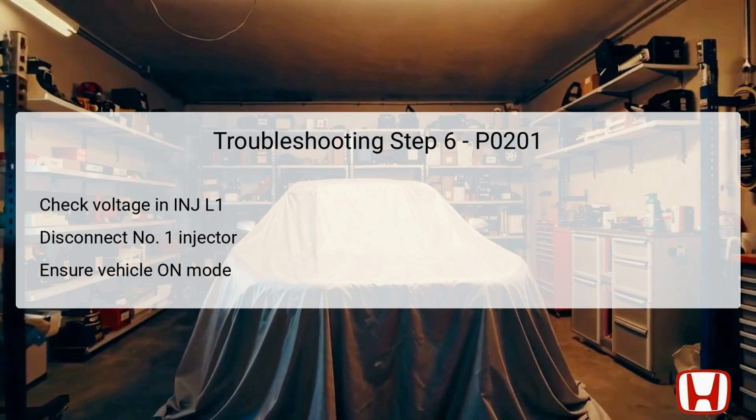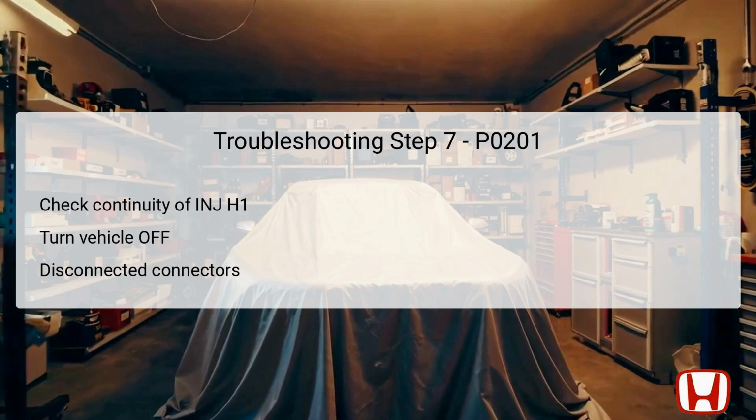This measure is also critical to identify any possible short to power that could impact the injector's function, potentially causing erratic performance or failures. Should you find voltage present at these points, you need to take action by repairing the short to power found in the INJL1 wire. Conversely, if no voltage is detected, this indicates that the wiring is likely intact, allowing you to move on to the next step of troubleshooting.